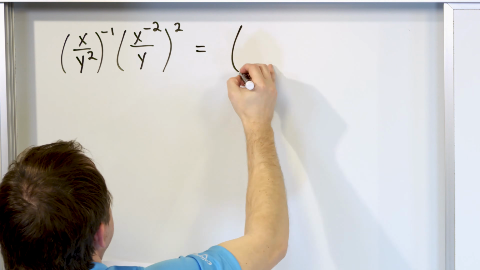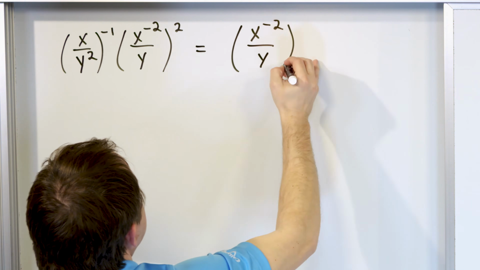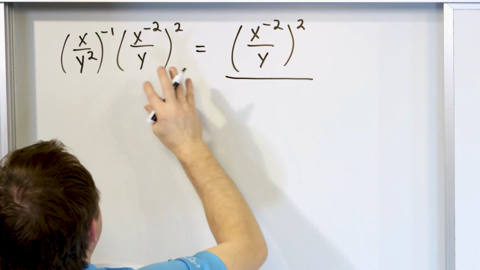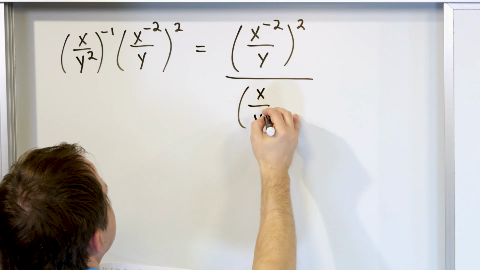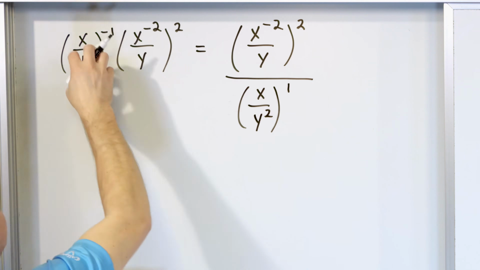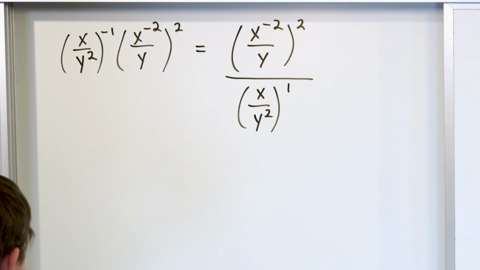So what you're going to have in the numerator will still be x to the negative 2, and everything's the same over here. But I'm just going to take this whole term and move it downstairs. x over y squared, and it'll be raised to the first power. Move it down, make it the first power, because this is all joined as kind of a fraction over 1, like this.